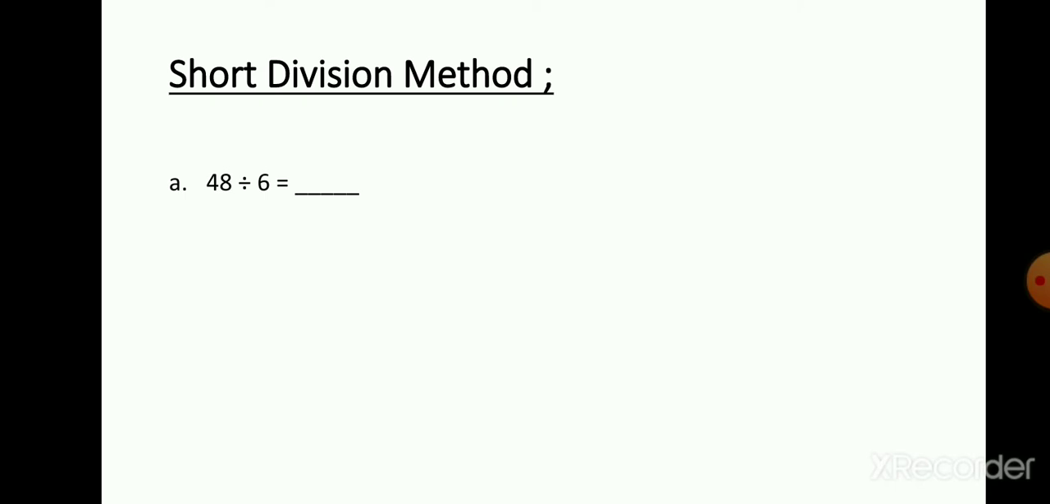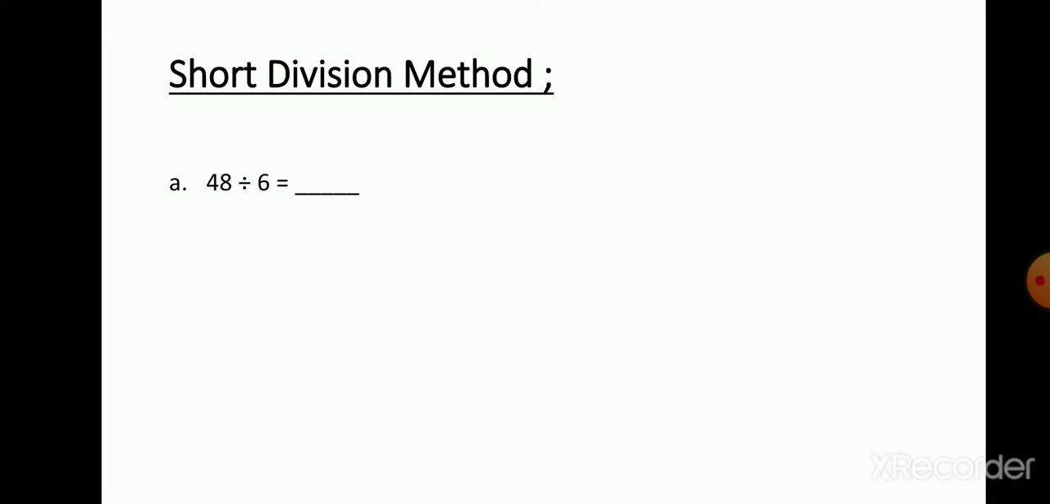So as I told you in the previous lecture that in short division method we solve the question in just one step. So here you can see our example is 48 divided by 6. So how we solve it? Here our divisor is 6, so we'll recall the table of 6 up to 48. Where we get the answer 48, we stop recalling the table of 6.